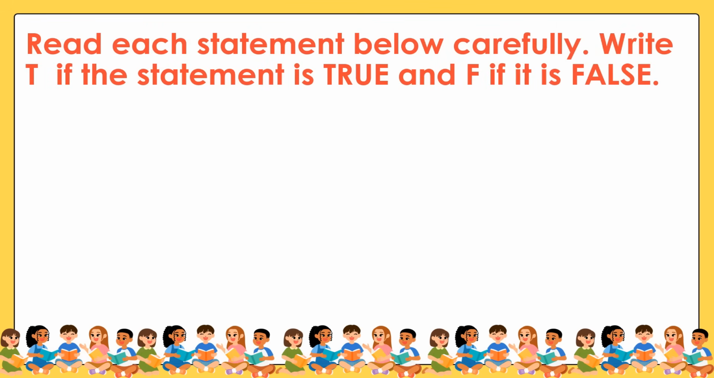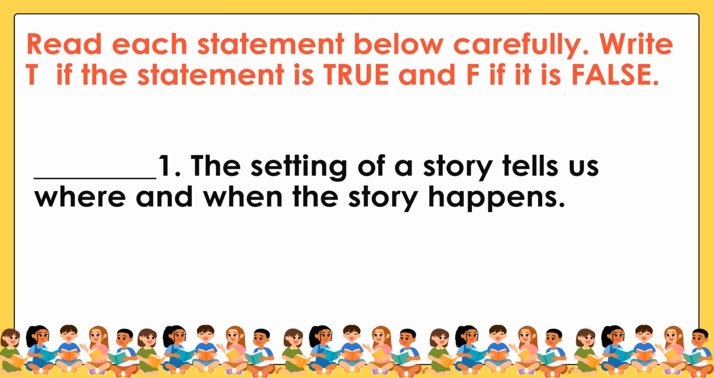Let's have an activity. Read each statement below carefully. Write T if the statement is true and F if it is false. Number 1. The setting of a story tells us where and when the story happens. Is it true or false? The correct answer is T. True.